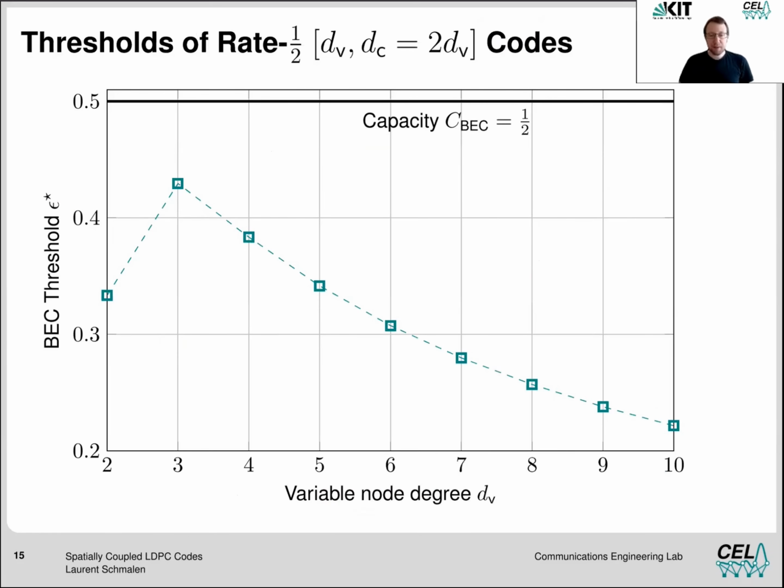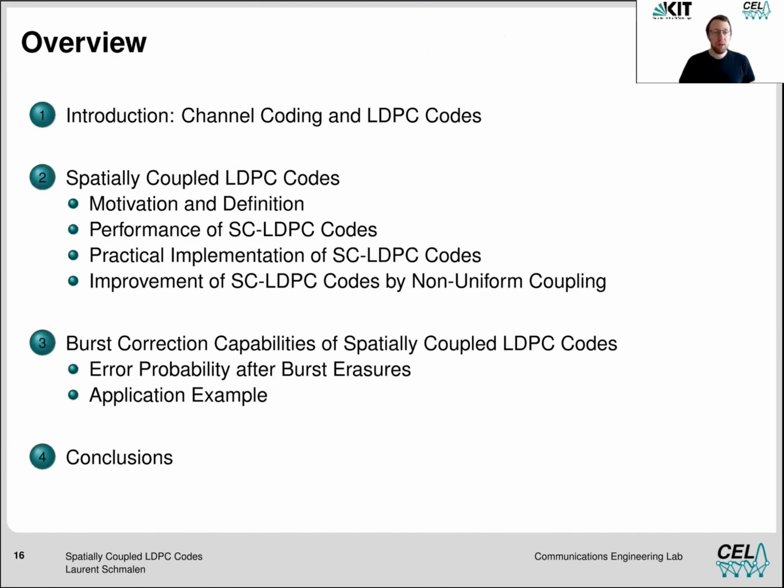So we can do this, and we can calculate these thresholds epsilon star for different types of code configurations. We saw that for dv equals 3, we had 0.4292 roughly. And this is actually also the best configuration, dv equals 3. And if we change different variable node degrees, we observe that we get a different performance. Okay, so dv equals 3 is the best, but we see that there is still a considerable gap towards the capacity. So we cannot achieve or get close to the capacity with this type of codes. So this is a little bit unfortunate.